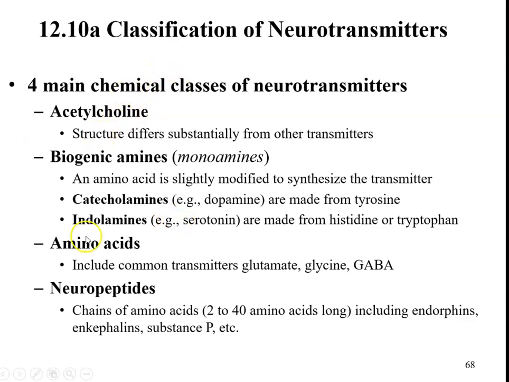Then you have regular amino acids that can be neurotransmitters. This includes glutamate, glycine, and GABA. You can also have neuropeptides. These are chains of amino acids, short chains, that include endorphins, enkephalins, and substance P.